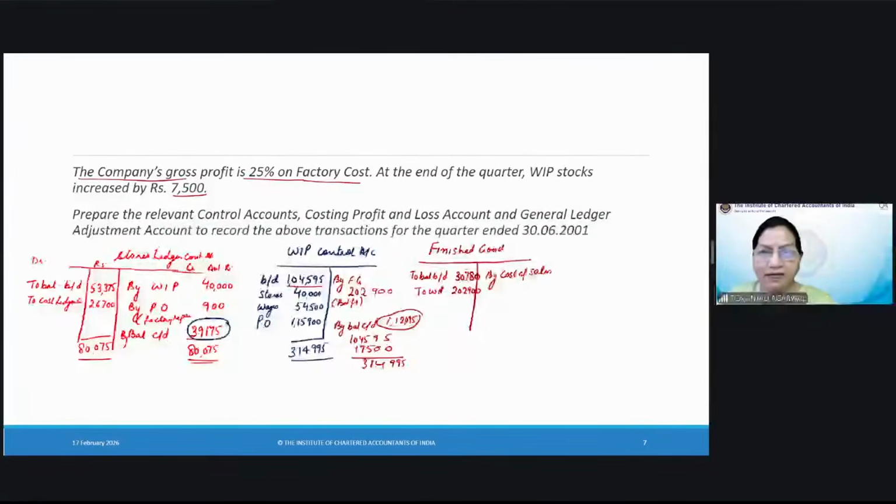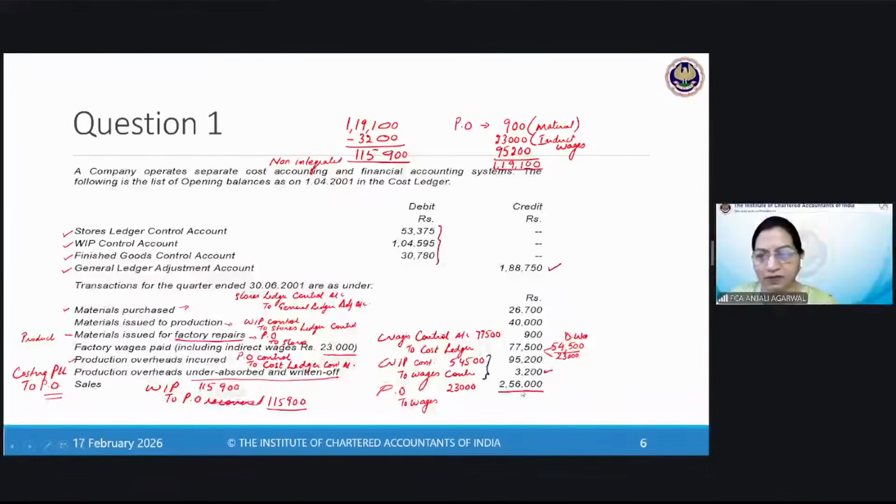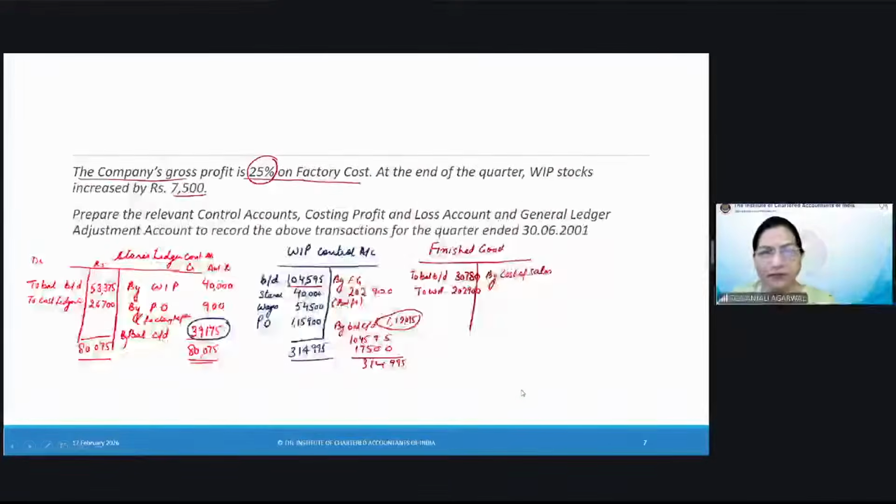So finished goods had your opening balance of finished goods and transferred from WIP 2,02,900. How much is sold? That is not given. But one important information is mentioned here that 25% is the gross profit on factory cost. So what is the total sales? 2,56,000.